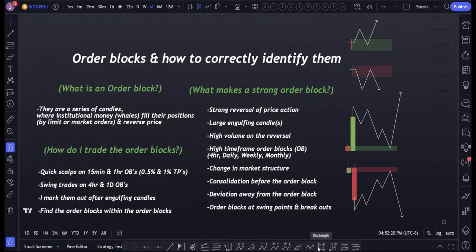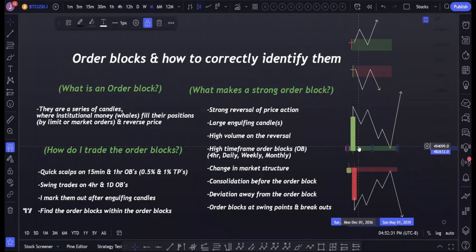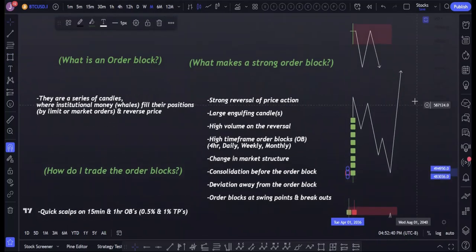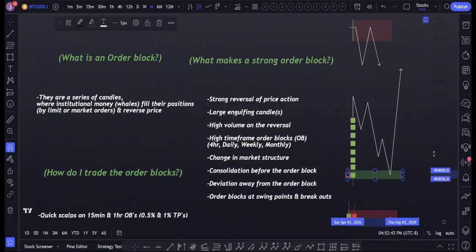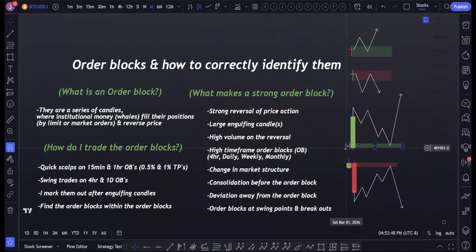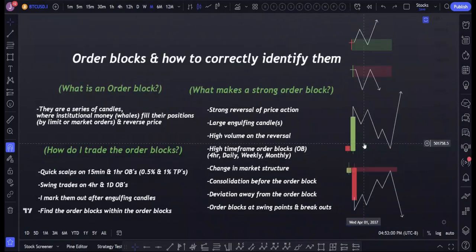And essentially how you're going to pull this is you're going to take your rectangle tool and take it from the body of the candle, so where the candle opened to where the candle closed. Now you see how I made the candles. Get in there with your rectangle tool, and you'll have a zone where you can see pretty much where your order block is sat, so that when price comes back to it, you're well prepared to take your trade. Same thing goes when you're wanting to use this for a bearish order block.